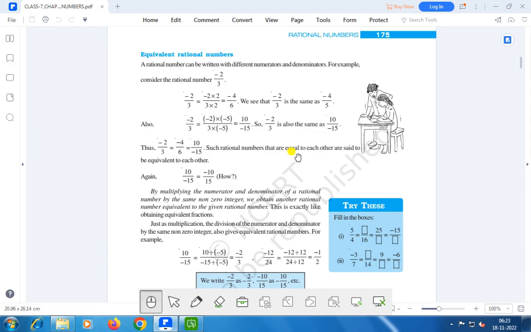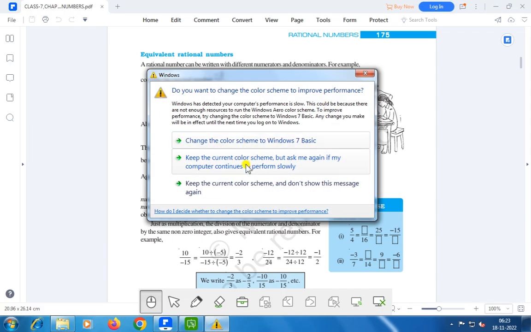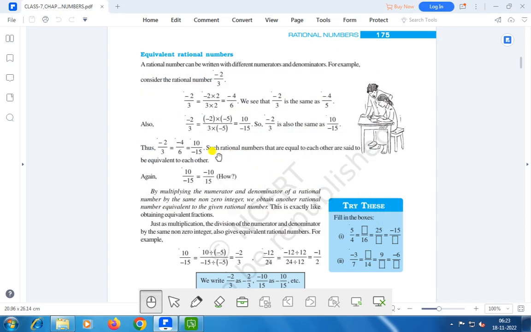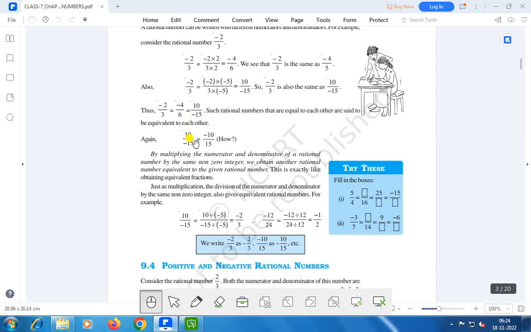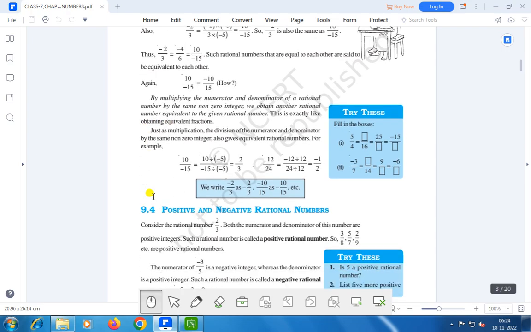Such rational numbers that are equal to each other are said to be equivalent to each other. Again, 10/-15 is equal to -10/15. How? By multiplying the numerator and denominator of a rational number by the same non-zero integer, we obtain another rational number equivalent to the given rational number. This is exactly like obtaining equivalent fractions.